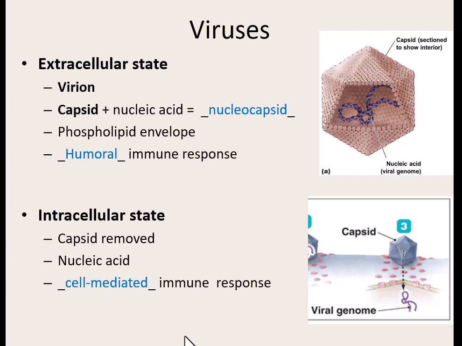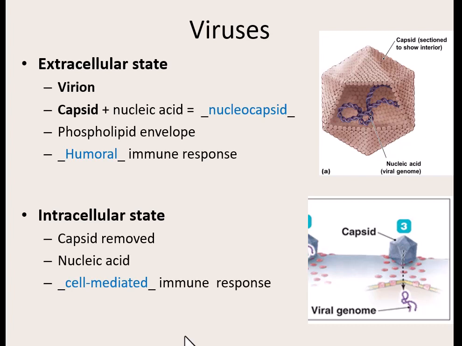Some viruses will also have a membrane or an envelope on the outside of them. They don't make them, they steal them from whatever host they were released from. We'll talk about it when we get into enveloped viruses, but some can have a little phospholipid envelope on the outside. Because they are extracellular and not inside of our cells yet, the humoral immune system that recognizes extracellular pathogens would be triggered to recognize these and fight them off.